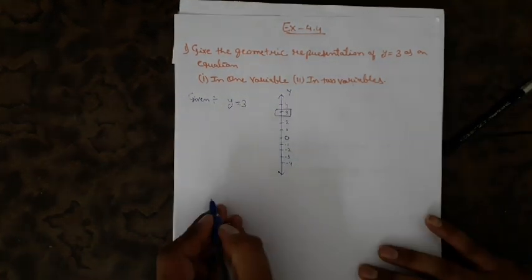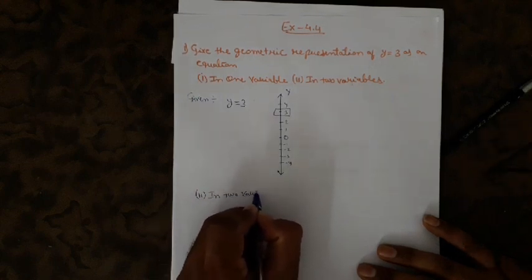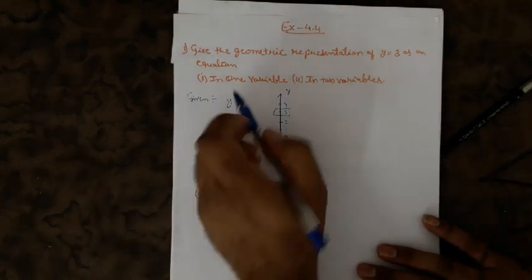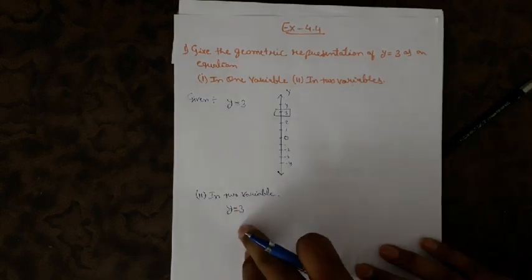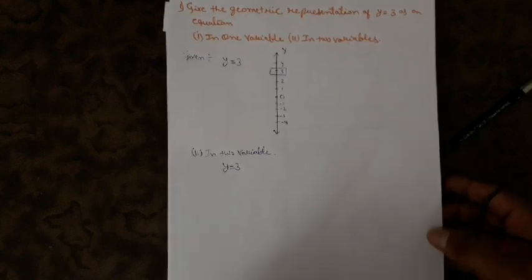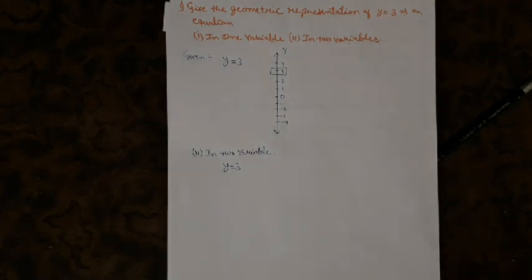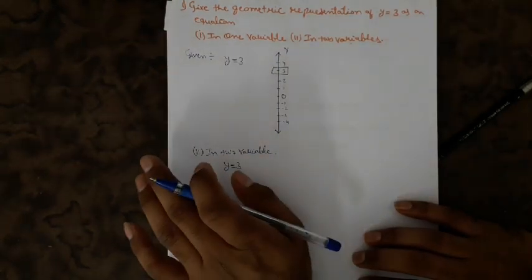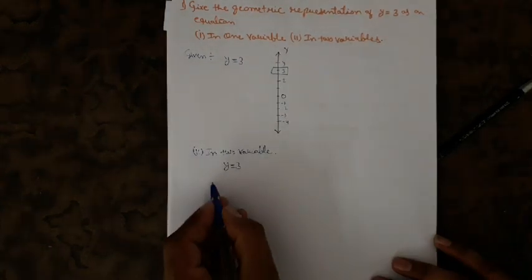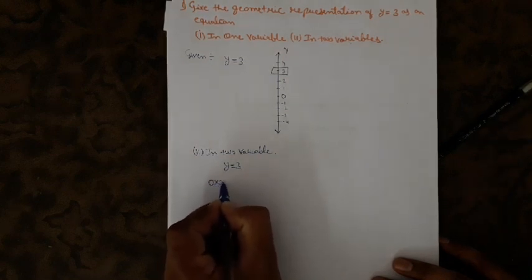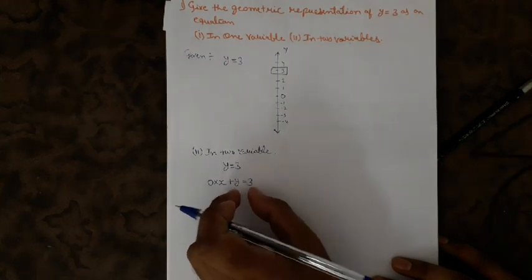Now, second, we have to represent it in two variables. In the question, the equation given is y = 3, which is already a linear equation in one variable. The second variable is not here, and we have to show it in two variables. If only one variable is there in the equation and you are asked to take another variable, we can take it like 0 into the second variable. I have taken 0x + y = 3. So y = 3 was already there.